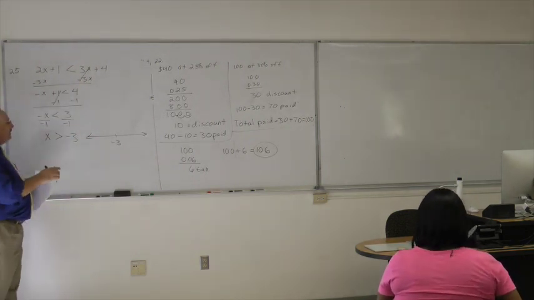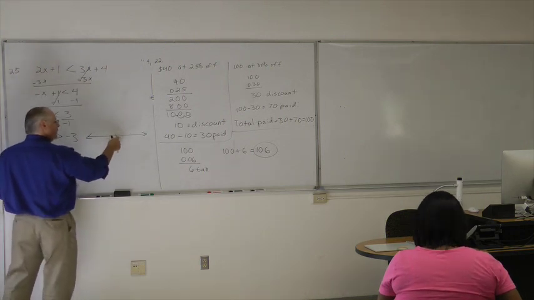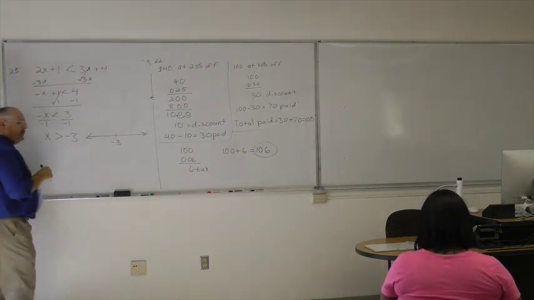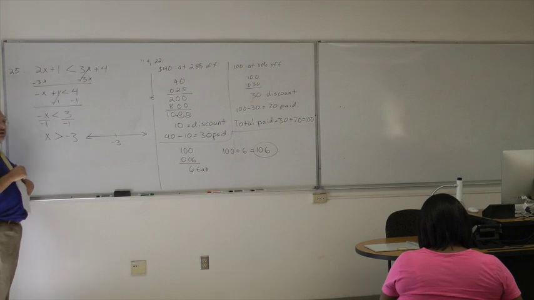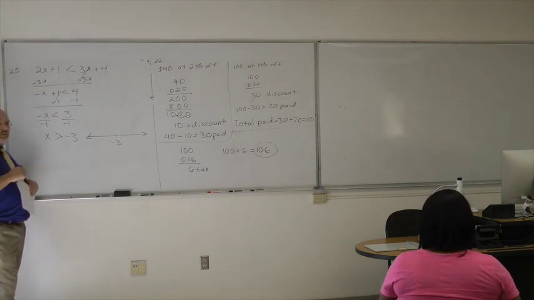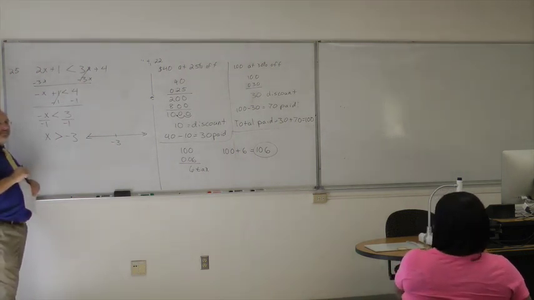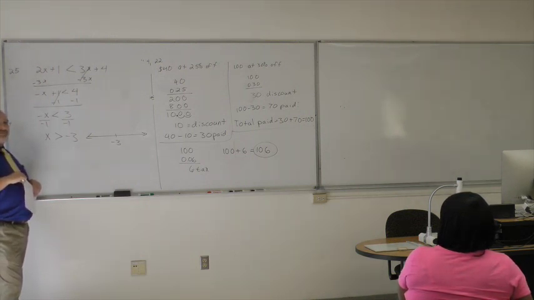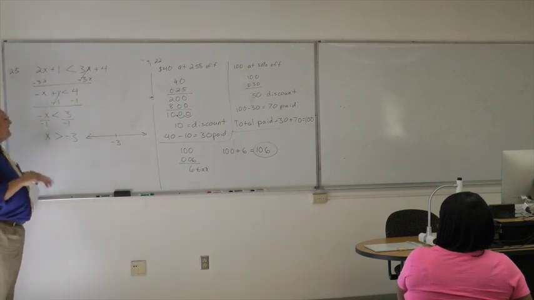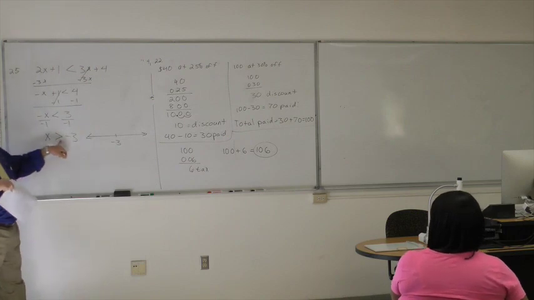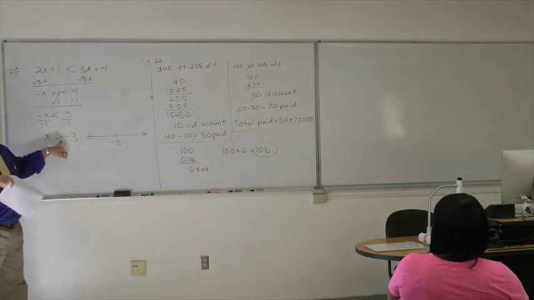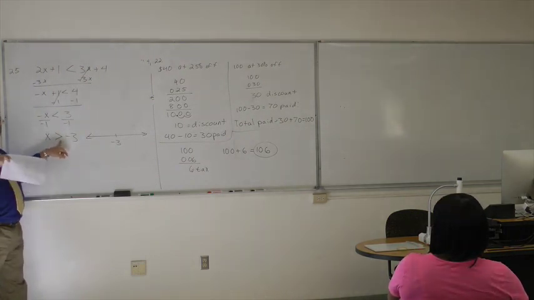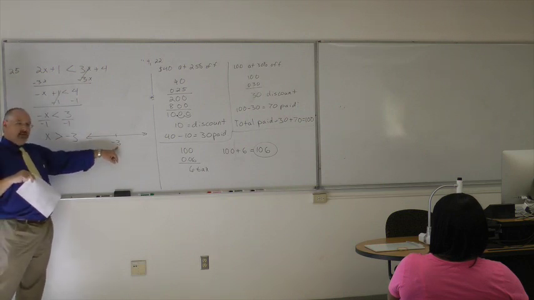So first of all, is this inclusive or non-inclusive on the negative 3? Is the negative 3 part of the solution or not? It is not. Why? Because x is greater than negative 3. So is negative 3 greater than negative 3? No. It's not included. If this was a greater than or equal to, or a less than or equal to, then we would include the negative 3.